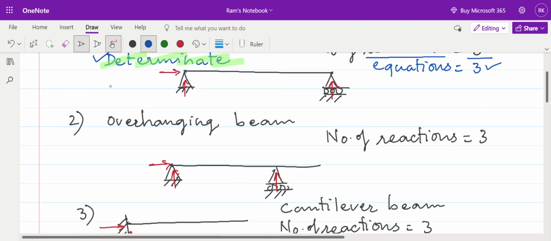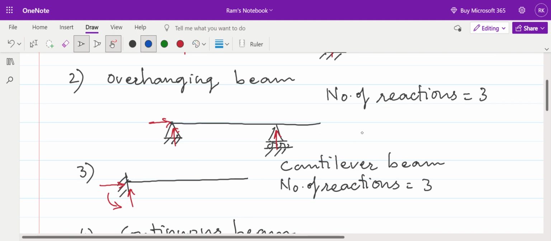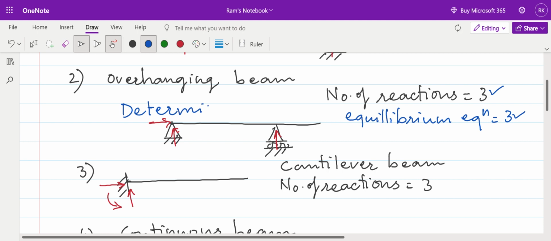Let's talk about the overhanging beam. Again, the number of reactions is 3 and the number of equilibrium equations for two-dimensional static analysis is 3. So we can determine all the reactions in the overhanging beam using equations of equilibrium alone, and that is what we term a determinate structure. So again, I will mark this structure as a determinate structure. The overhanging beam in my case is a determinate structure.